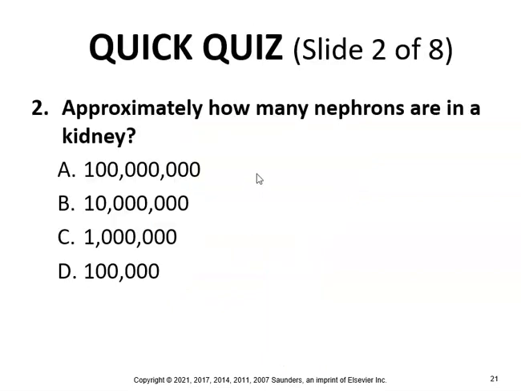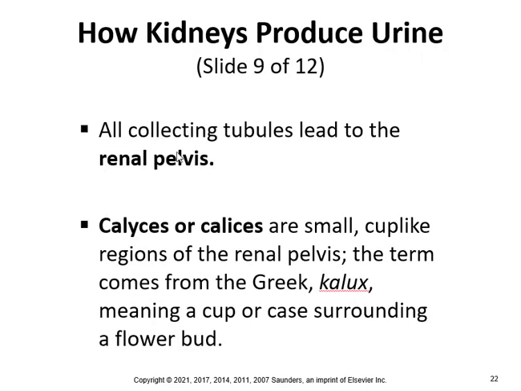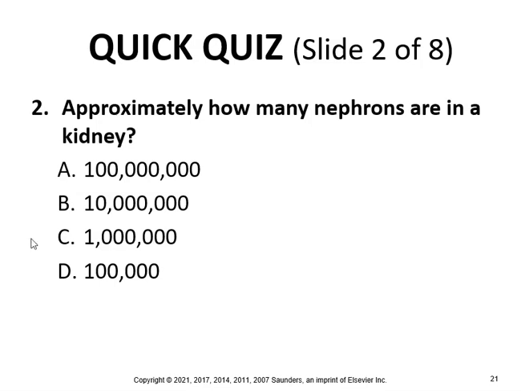Approximately how many nephrons are there in a kidney? There's 1 million. Now, anything on here is fair game. I may ask this, but I probably won't. Again, in medical terminology, I'll stick with what the words mean.